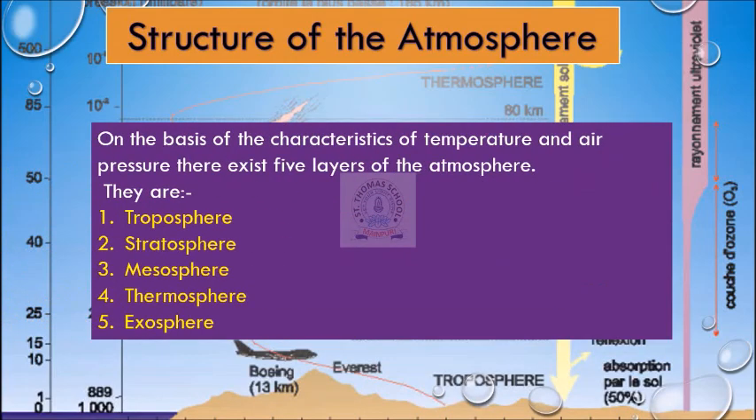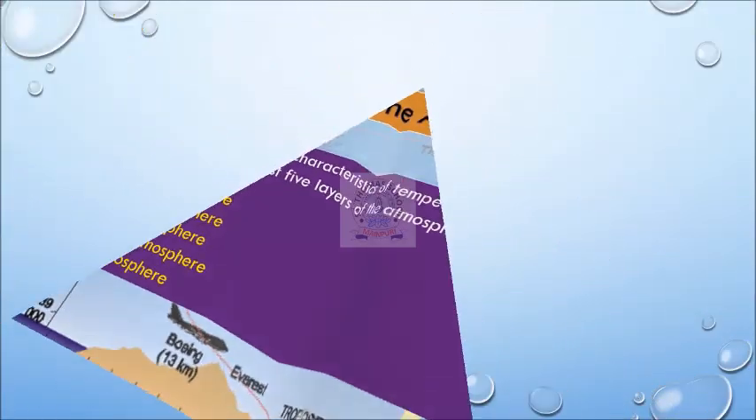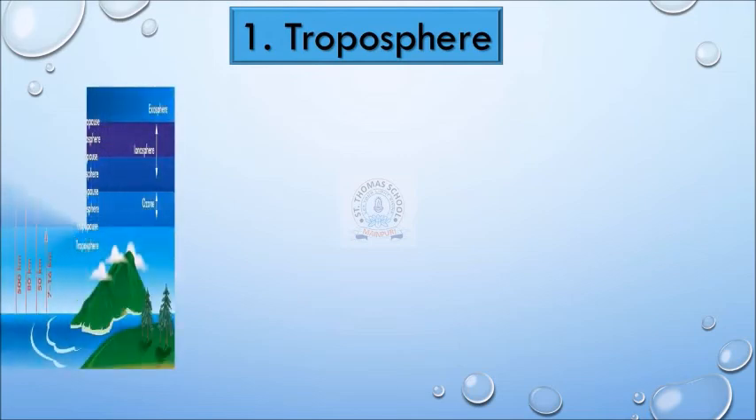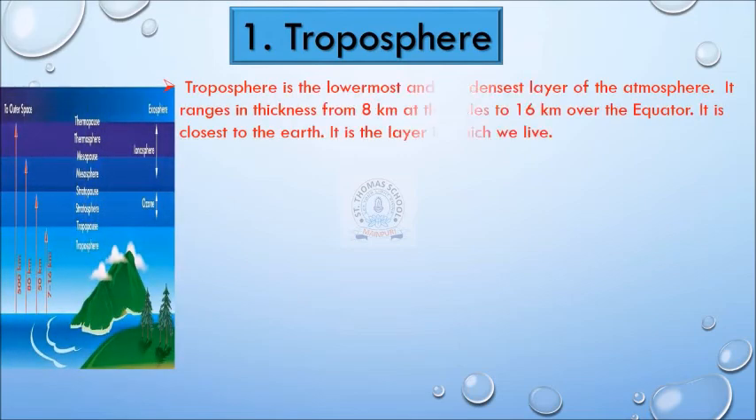On the basis of the characteristics of temperature and air pressure, there exist five layers of the atmosphere, and they are Troposphere, Stratosphere, Mesosphere, Thermosphere, and Exosphere. Now let's learn about it in detail. The first layer, that is the troposphere. Troposphere is the lowermost and densest layer of the atmosphere.